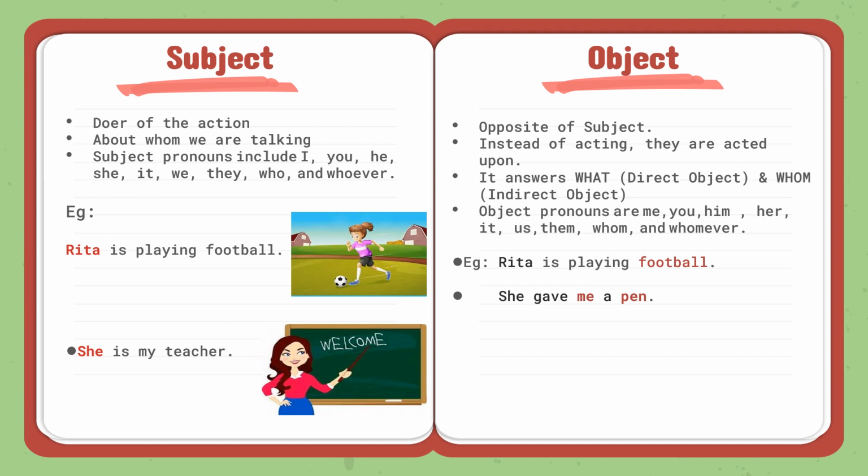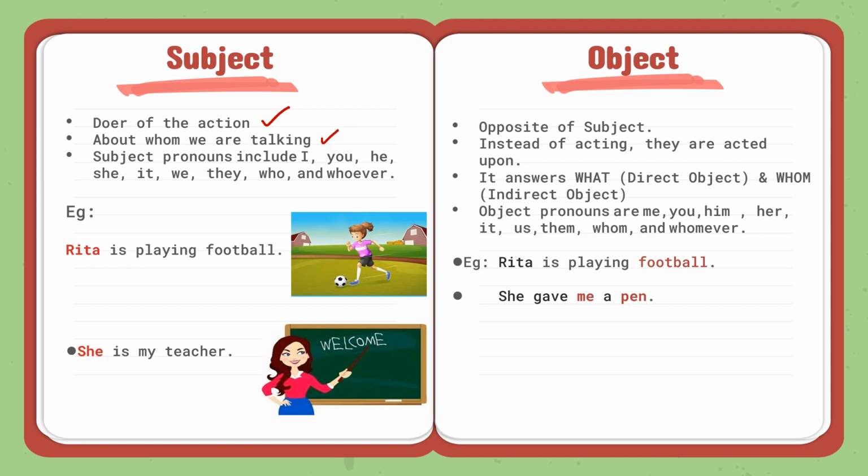A subject is the doer of the action. And in the sentences where no action is taking place, over there the subject is about whom we are talking. So here are a few pronouns which are used as subjects: I, you, he, she, it, we, they, who, and whoever.